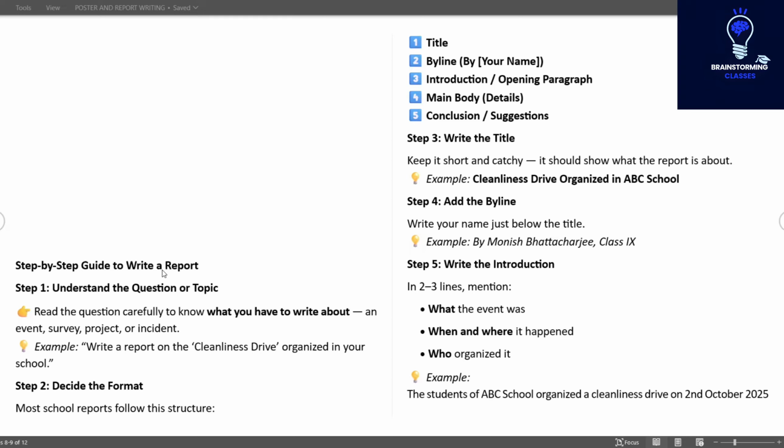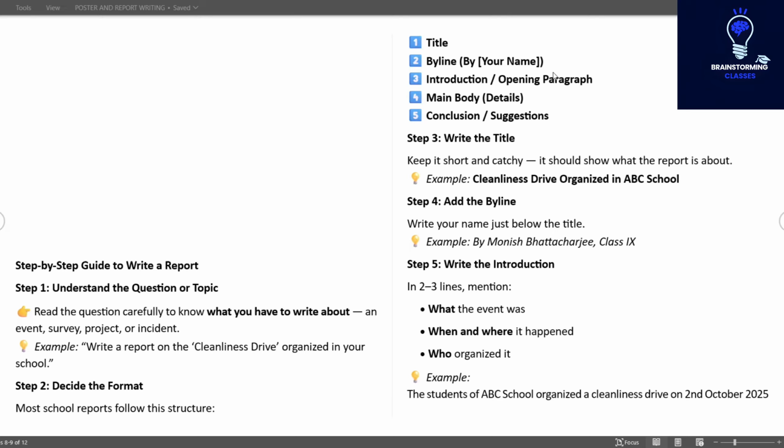So before writing the report, you have to first understand the question or the topic, then decide the format. Now most school reports follow this structure: title, then your name, and introduction, body, and conclusion. There are 5 steps. Number one is the title, then your name, that is your byline. We say byline, but I'm saying your name.